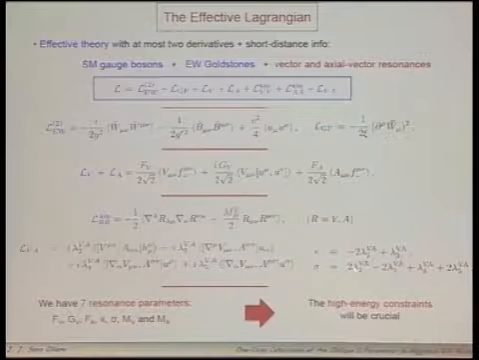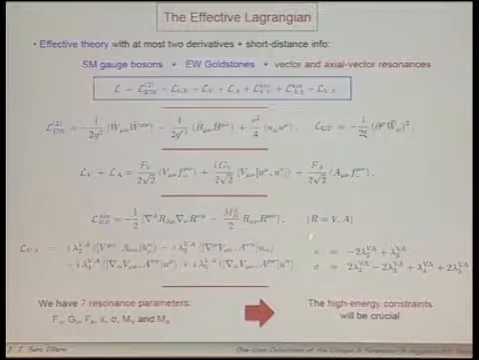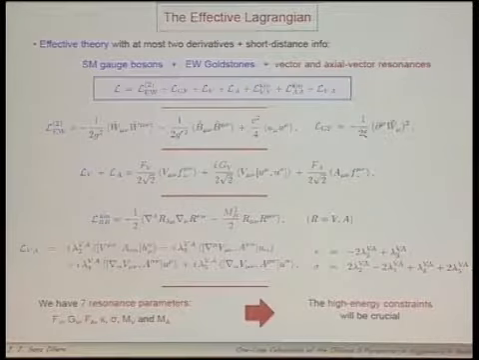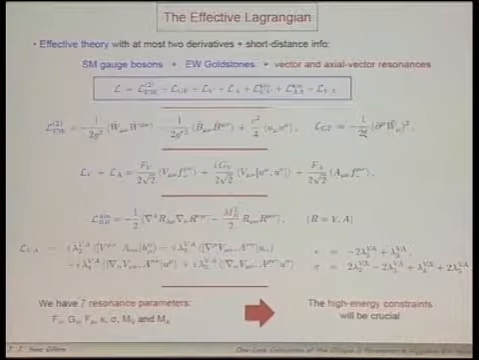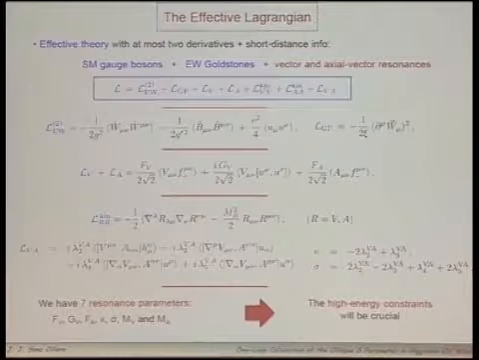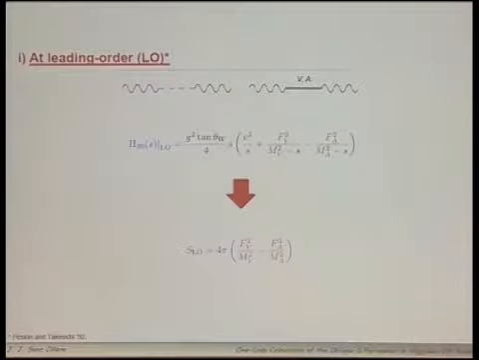But actually, at the end of the day, we'll see that only two combinations of couplings enter in the observable. And counting the number of parameters after doing the computation, the number of parameters that enter in your determination, we have seven resonance parameters. And here, well, the high energy constraints will play a crucial role.